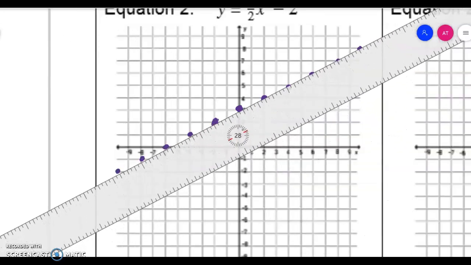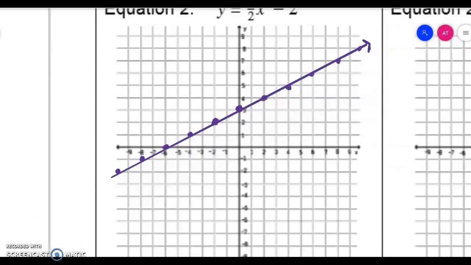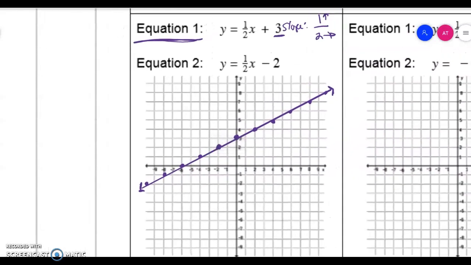Now I have a completely straight graph. So I'm going to take my ruler and draw my line. And don't forget to put the arrows at either end of your line. Now, if you're not using two different colors, make sure you write the equation after it, so that way you know, hey, this is this equation, and this is that equation.